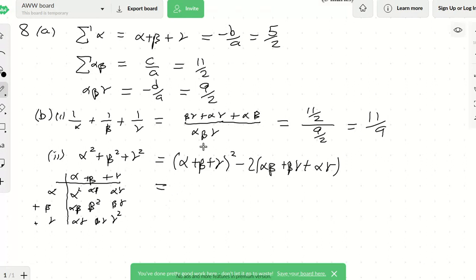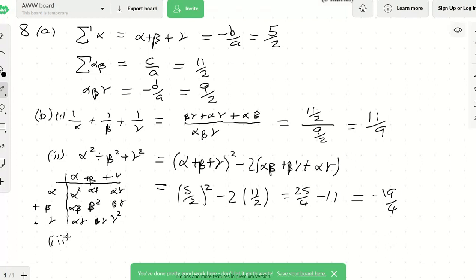Now, what is alpha plus beta plus gamma? Because we're trying to relate it to these 3 results. Well, that's just the sum here. That's 5 over 2, all squared. And then I'm going to take away 2 times 11 over 2. So I'm going to be doing 25 over 4 minus 11. And 25 over 4 minus 11 is minus 19 over 4, I think. So that's 44 over 4. 25 minus 44 is minus 19, I think. So yeah, you get minus 19 over 4. And I've done it. Okay, now let's do part 3.